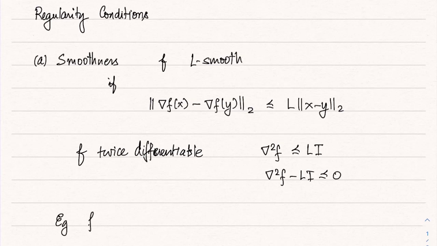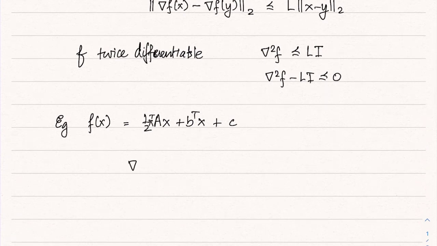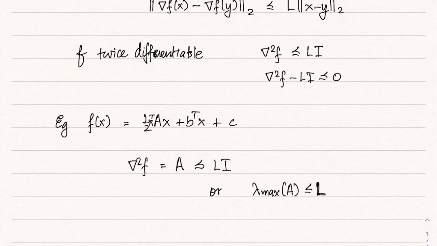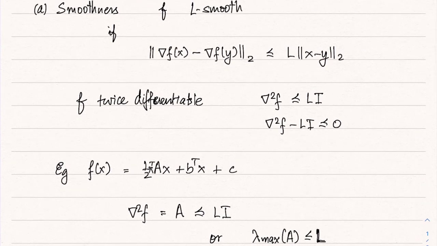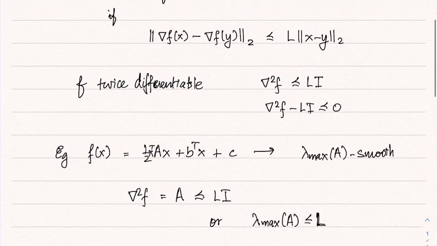As a simple example, let us take the function half of x transpose Ax plus b transpose x plus c. So let us take this general quadratic form. We already know that its Hessian is given by A. So what is the value of L for which this is less than or equal to L times identity? The eigenvalues of A are between the minimum eigenvalue and the maximum eigenvalue. So for A to be less than or equal to L times I, it is required that lambda max of A is less than or equal to L. In other words, this function is lambda max of A smooth. So for example, if lambda max is 3, then it is 3 smooth, and the value of the parameter L is 3 in that case.